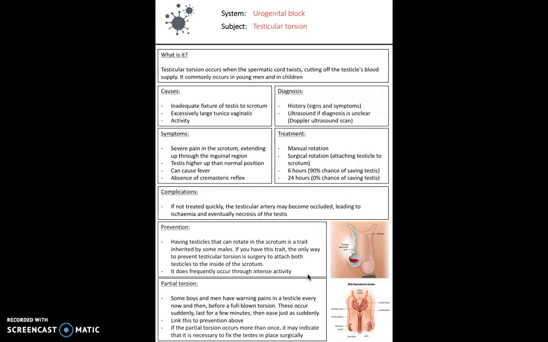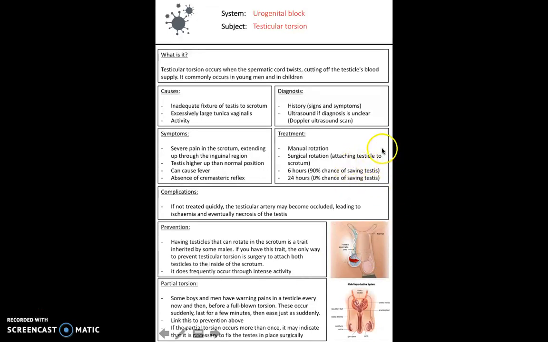Next, we learnt about testicular torsion. So this occurs when the spermatic cord, from which the testicle is suspended, twists and cuts off the testicle's blood supply. The most common symptom in children is a rapid onset of severe testicular pain. However, the testicle may also be higher than normal, and vomiting may also occur.